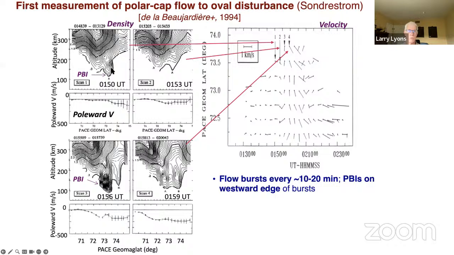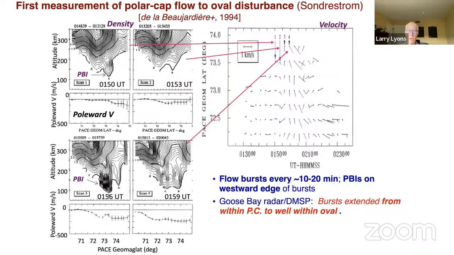And we saw these flow bursts every 10 to 20 minutes. And the auroral forms, which we now call PBIs, are located on the westward edge of the flow burst. And when we looked at the Goose Bay radar, that was SuperDARN at the time, one radar, you could see here are the flows, but when you look at the line of sight flows, you can see that the flows extend as far out as we could see, which is 75 degrees latitude, way into the polar cap, across the latitude of the PBI, and into the plasma sheet.